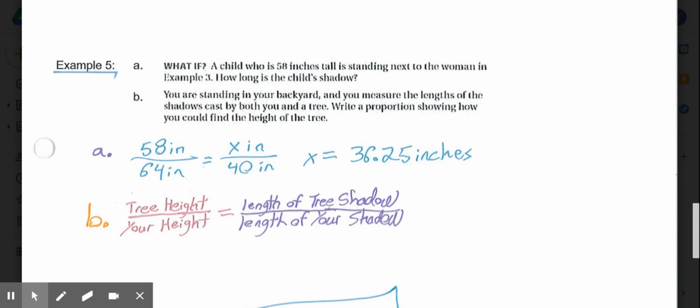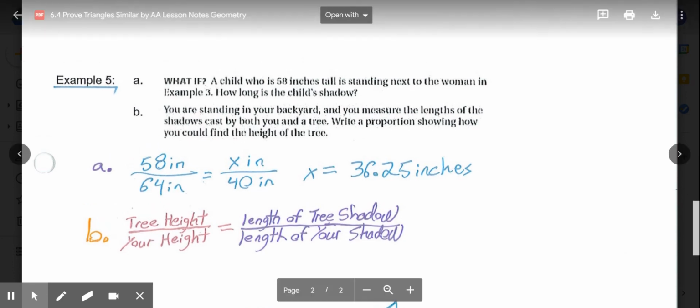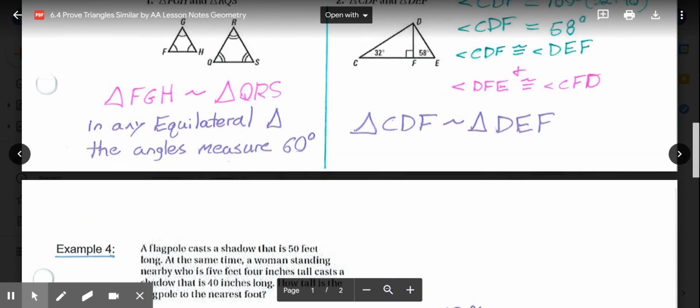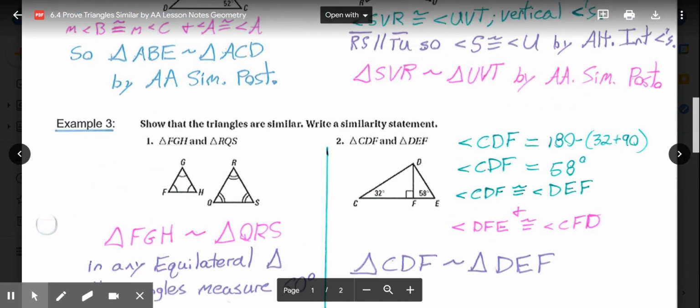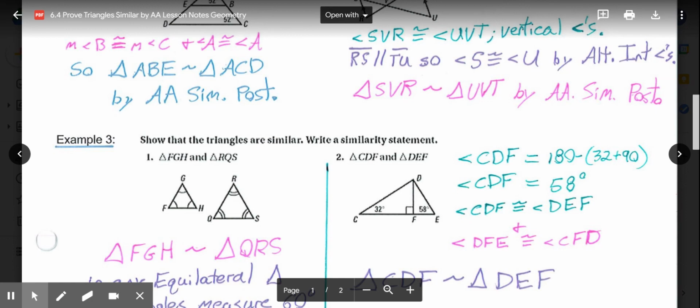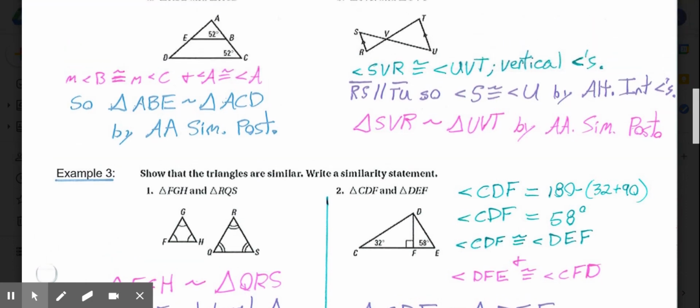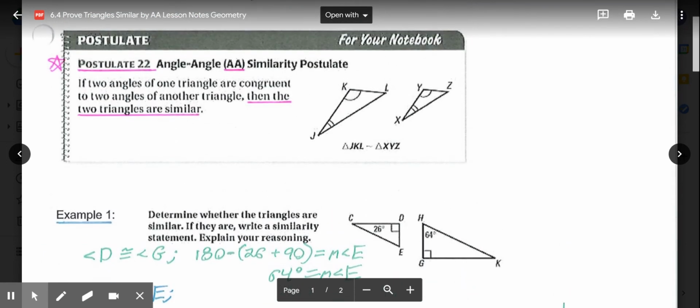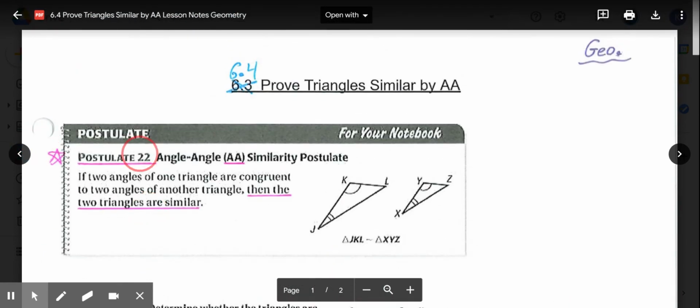And then for today's practice problems, you will find them attached in Google Classroom. Please, again, if it's a word scenario, make sure you do a drawing of the diagram to help you understand it. And again, if it is any of these angle-angle similarity pieces, it all comes back to postulate 22 and the rule right here.